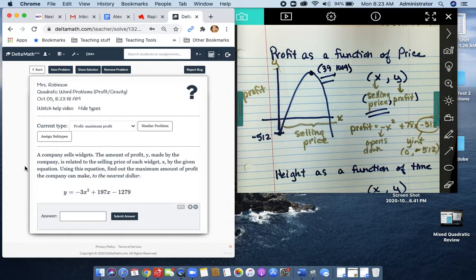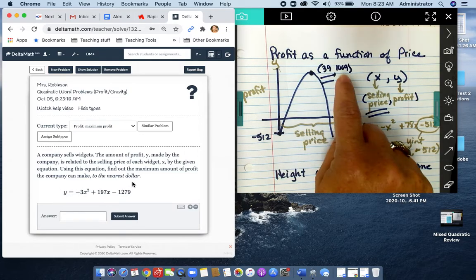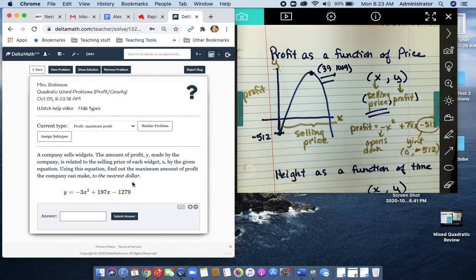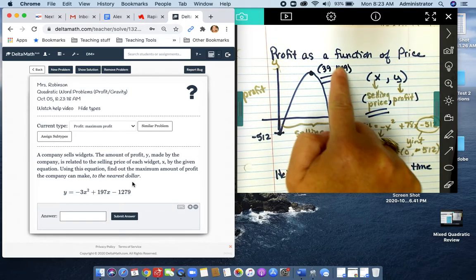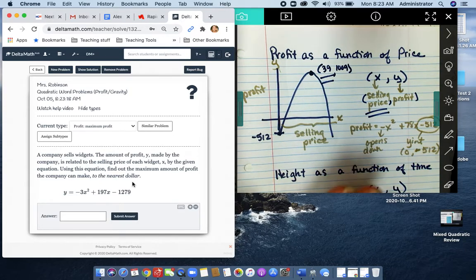So it says a company sells widgets. The amount of profit Y made by the company is related to the selling price X by the given equation. Using this equation, find out the maximum amount of profit the company can make to the nearest dollar. So different function this time, but we are looking for the Y value because that is the profit. So refer to your notes so you know which one is price and which one is profit, and make sure you're reading carefully. So I'm going to go open up my Desmos again.